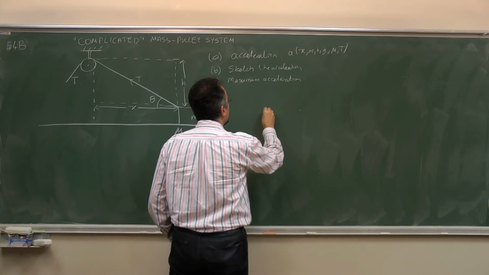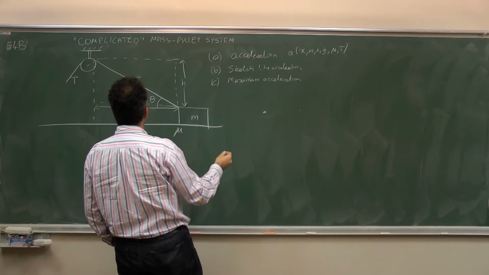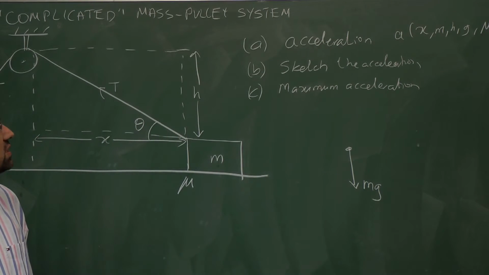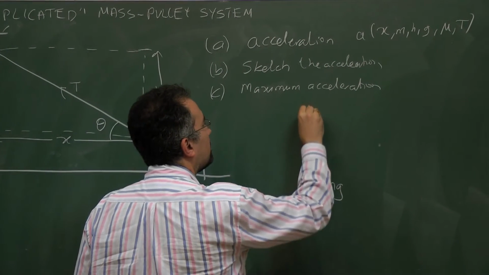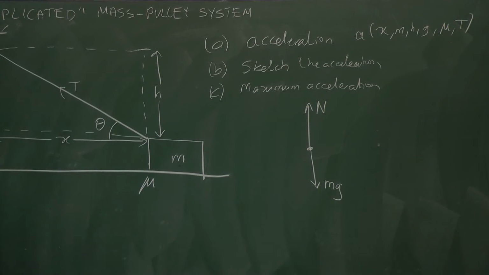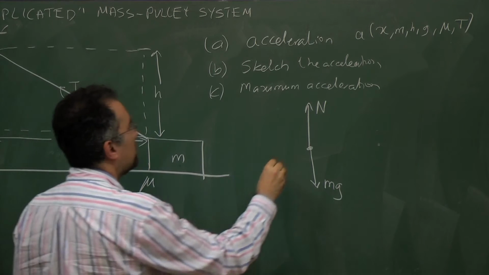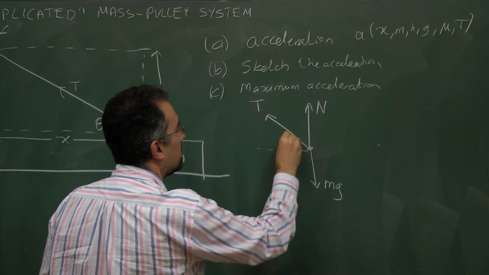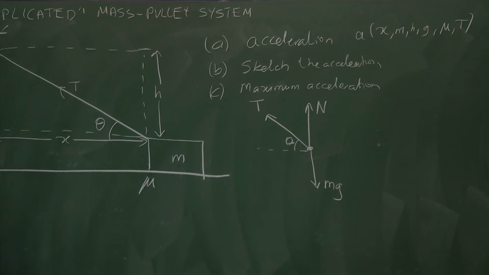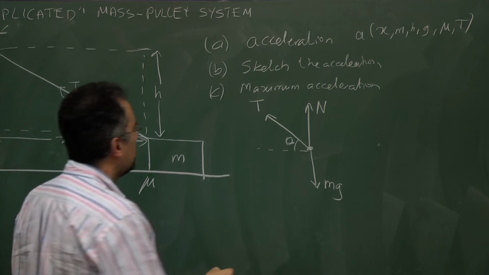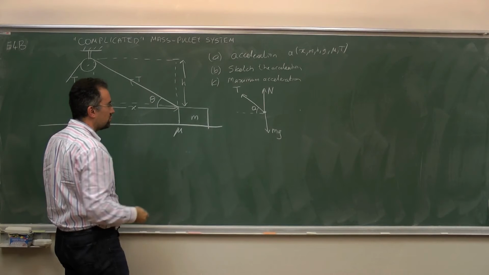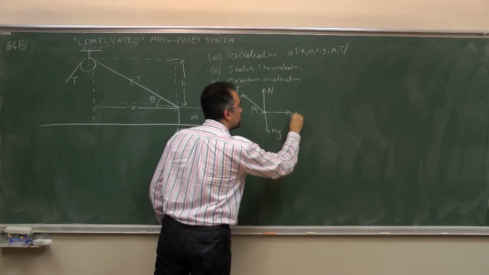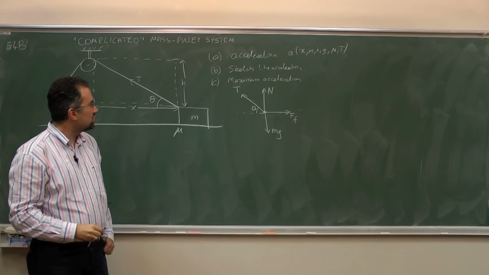If I take that, what forces are acting on it? First, there is mg, the weight of the object, pulling down. I have the normal force pointing up. I have the tension, T, at an angle theta there. What else? I have the force of friction. Obviously the object is going to be accelerating to the left, so I expect the force of friction to be acting towards the right.